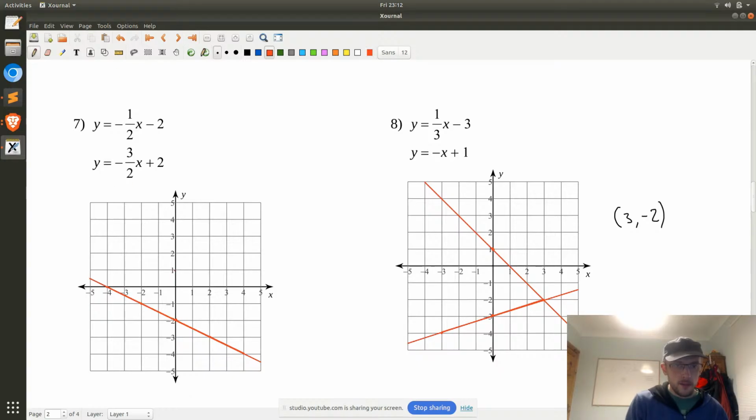And now +2 and a slope of -3/2. Oh, I think, am I doing this right? No, I see. There. Much better.